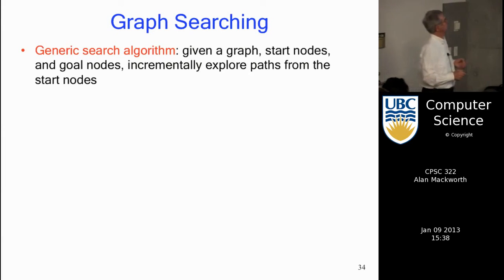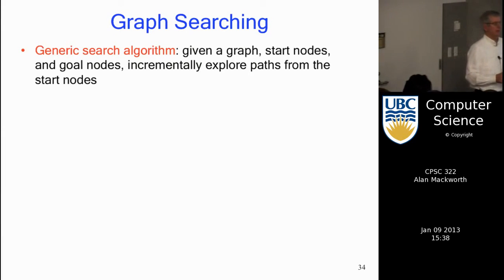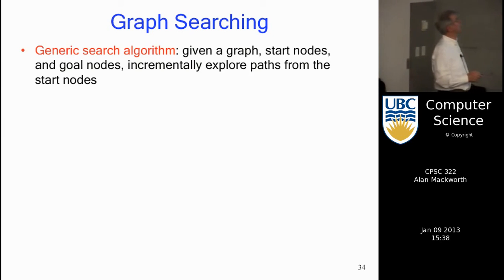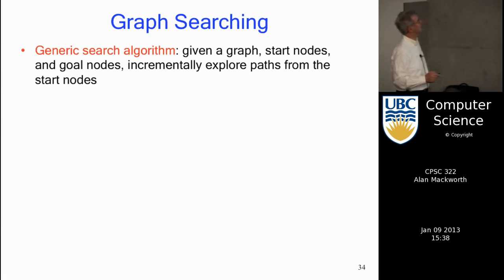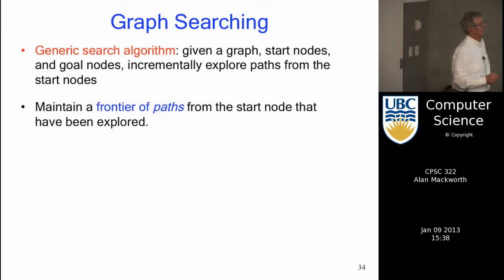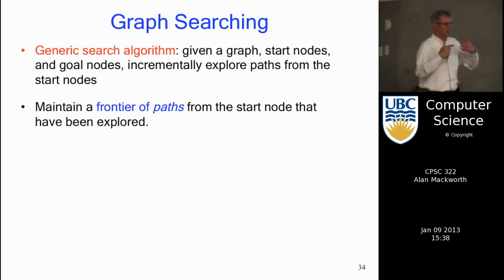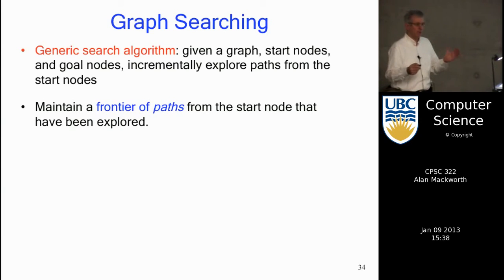So we're going to do graph searching. We'll have a generic graph search algorithm, and then we'll specialize it in all sorts of ways. Again, this is probably familiar to you from other courses, but we'll probably go further than you have in other courses. So given a graph, start nodes and goal nodes, incrementally explore paths from the start nodes. And the way we're going to do this is in the middle of the algorithm, I'll have a data structure called a frontier. We won't worry about how we implement that right now. It's just an abstract data type called a frontier. It's a set of paths. This is critical, not just nodes, but paths from the start node that have been explored.